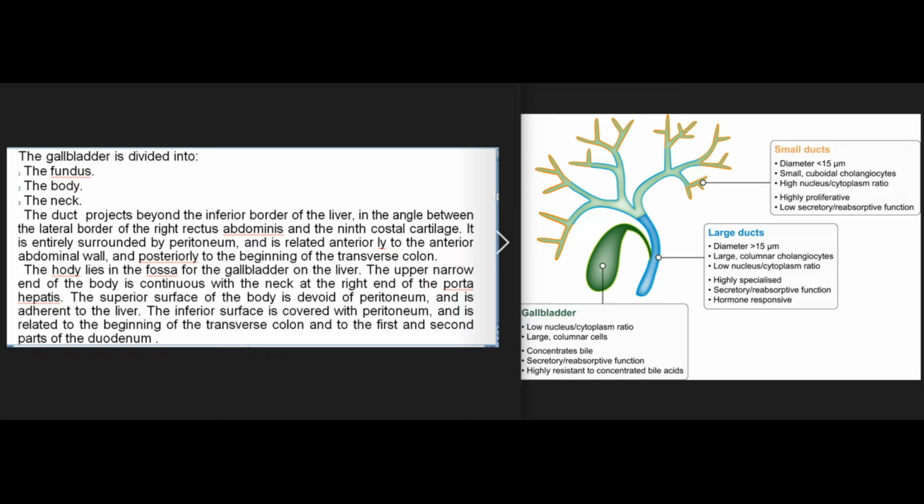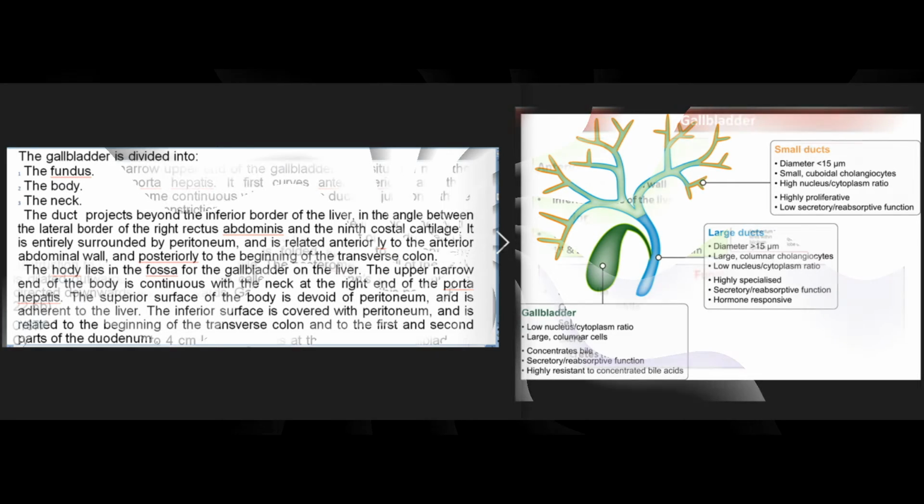The upper narrow end of the body is continuous with the neck at the right end of the porta hepatis. The superior surface of the body is devoid of peritoneum, and is adherent to the liver. The inferior surface is covered with peritoneum, and is related to the beginning of the transverse colon and to the first and second parts of the duodenum.